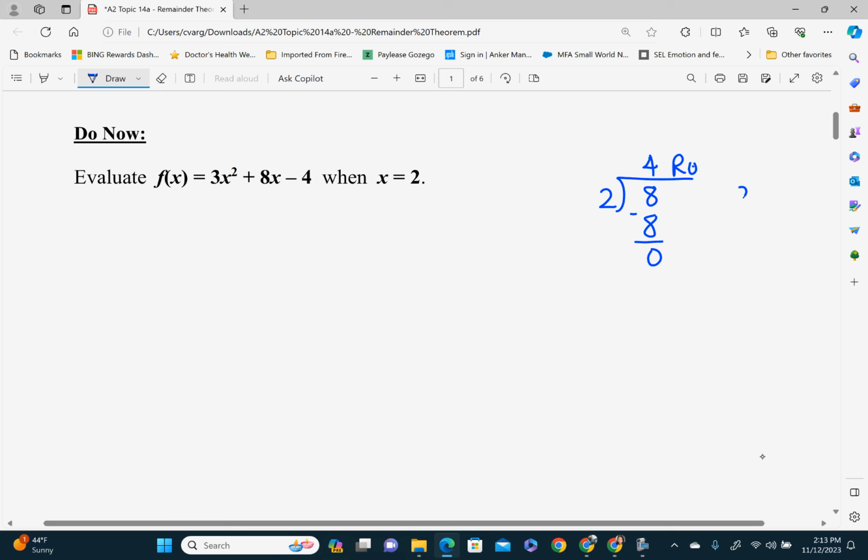If you had 9 divided by 2, that's 4 times. 4 times 2 is 8. 9 minus 8 is 1. So there's a 4 with a remainder of 1. Okay. So remainder is just what is left over if it's not a factor. Like 4 and 2 are factors of 8.